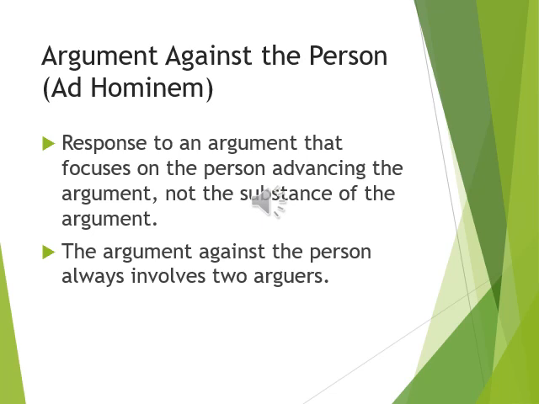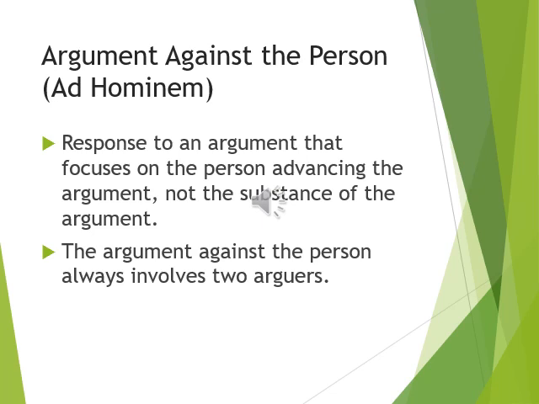Our next major category of fallacy is the argument against the person. This is often referred to as the ad hominem fallacy. Ad hominem is Latin for "to the man," and it captures the essential feature of this particular fallacy, which is that it involves focusing on the person making the argument rather than the substance of the argument. So it's an attack on the person as a way of discrediting the person's argument.